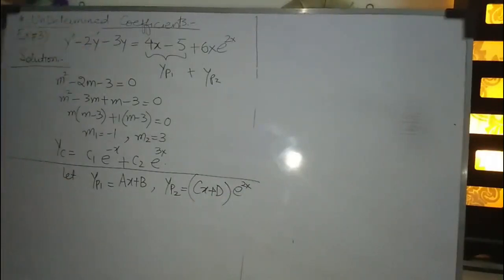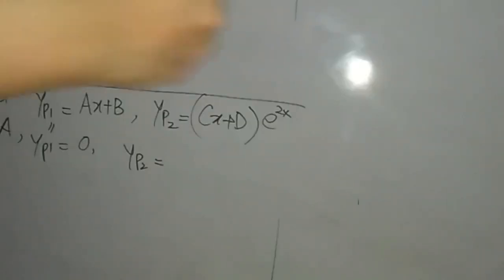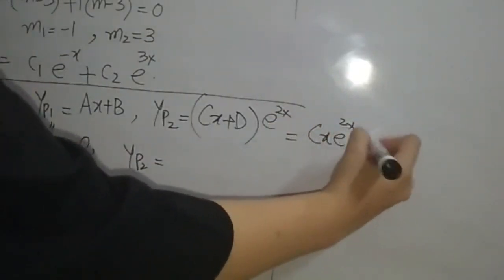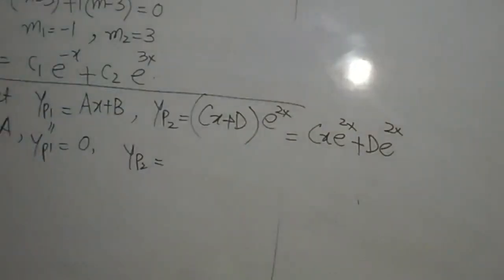So yp1 dash, the first derivative of ax plus b, is a, and yp1 double dash is 0. Then yp2 is a product of two functions, so first is cx e to the power 2x. You can write it as cx e to the power 2x plus d e to the power 2x.